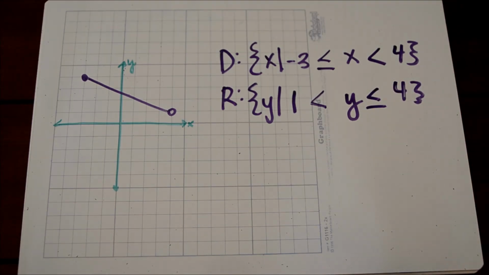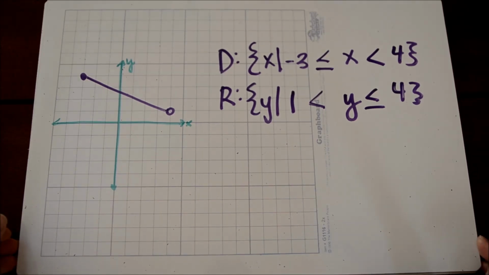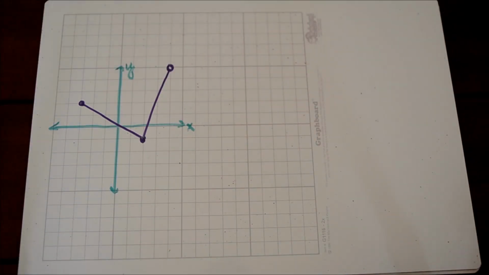So our range values are all the numbers between 1 and 4, not including +1, but it does include +4. So it could be 2.3, it could be 3, but it can't be anything outside of those values.